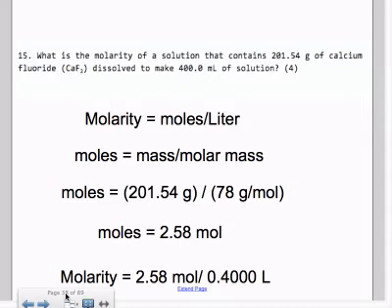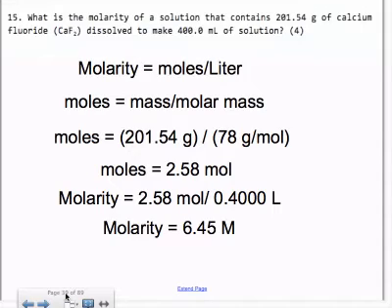Whenever you're going from milliliters to liters, you move the decimal 3 places to the left. Sometimes when you're doing molarity, you have to put it in liters. When you're doing a dilution equation, which we'll do on this test as well, you do not have to have it in liters. If it's given in milliliters, you can just keep it that way. But if you have to convert from milliliters to liters, you move the decimal 3 places to the left. So 2.58 moles divided by 0.4 liters is 6.45 molar.